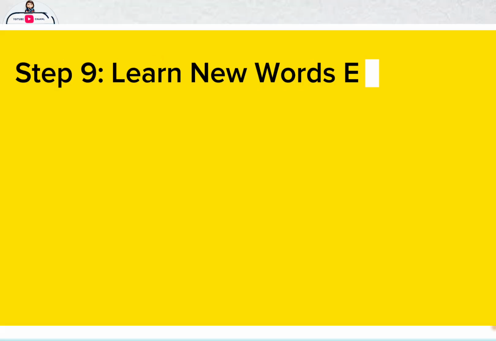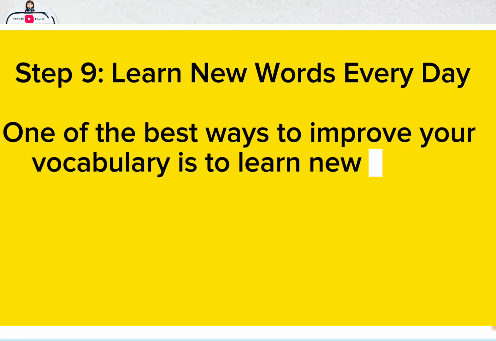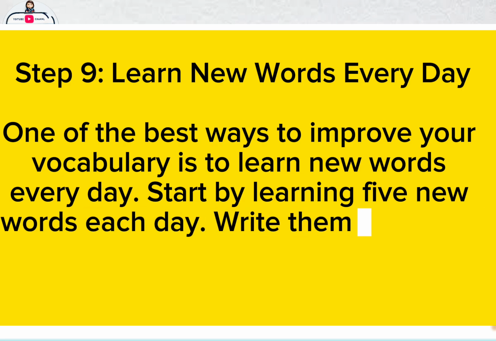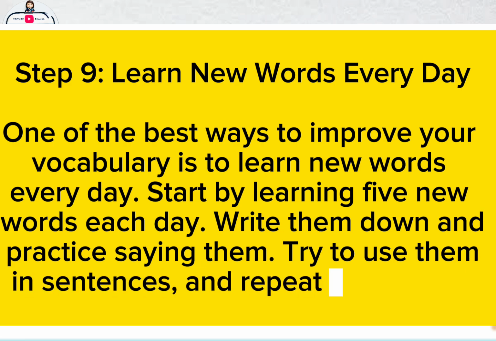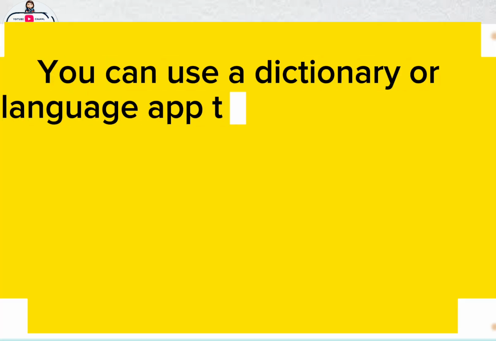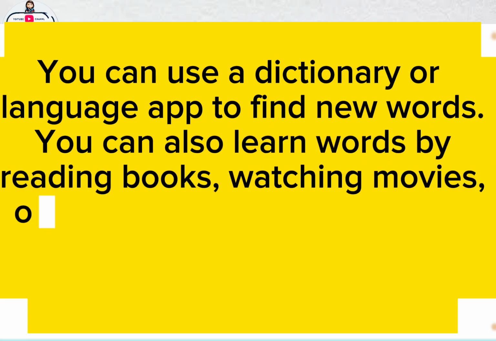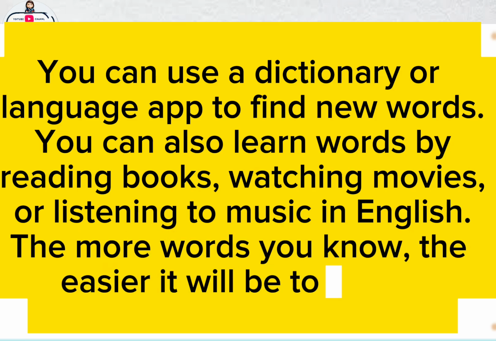Step 9. Learn new words every day. One of the best ways to improve your vocabulary is to learn new words every day. Start by learning 5 new words each day. Write them down and practice saying them. Try to use them in sentences and repeat them often. You can use a dictionary or language app to find new words. You can also learn words by reading books, watching movies, or listening to music in English. The more words you know, the easier it will be to speak.